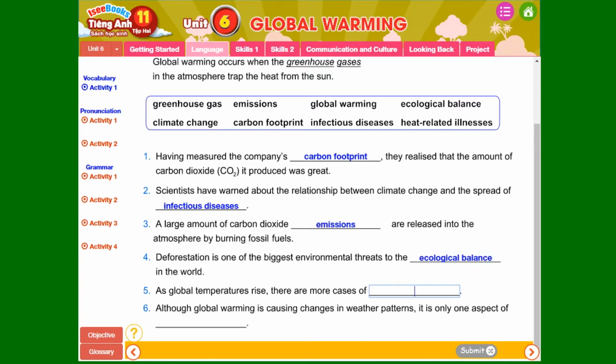How about number 5? As global temperatures rise, there are more cases of heat-related illnesses. And number 6, although global warming is causing changing weather patterns, it is only one aspect of climate change. Now press on submit button to check your answers.